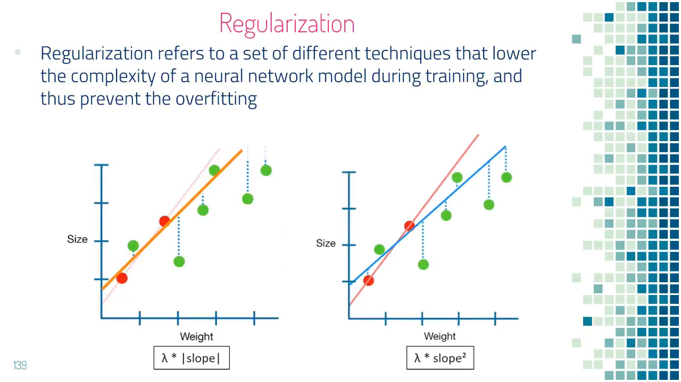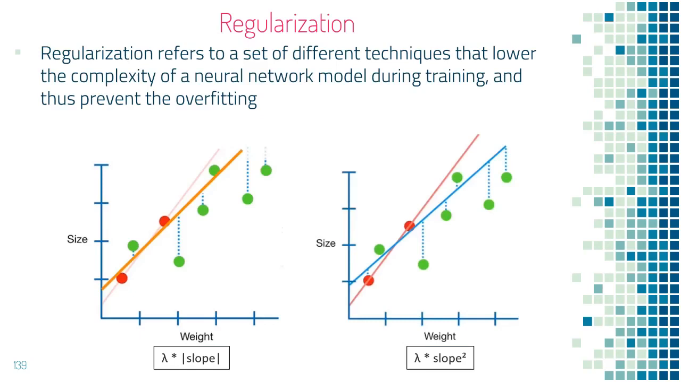So regularization refers to a set of different techniques that lower the complexity of a neural network model during training and thus prevent the overfitting. With regularization, what we can achieve is we can avoid overfitting. We'll not think about underfitting here, but what we want to consider here is the overfitting. We can keep the overfitting under our control if we can perform regularization technique.